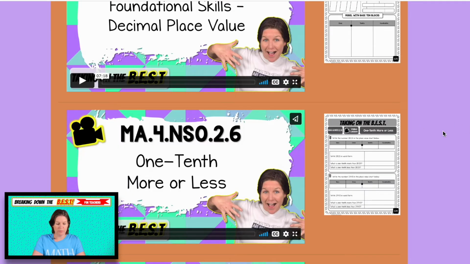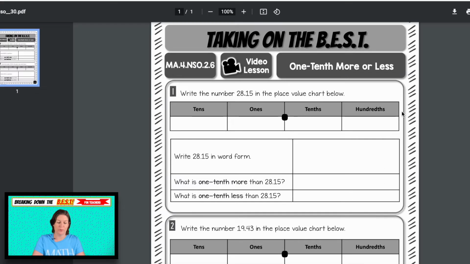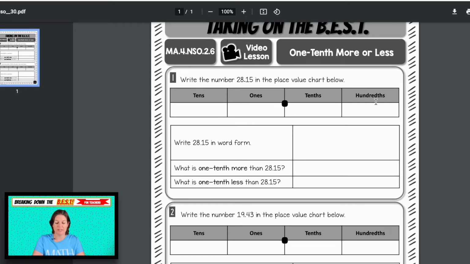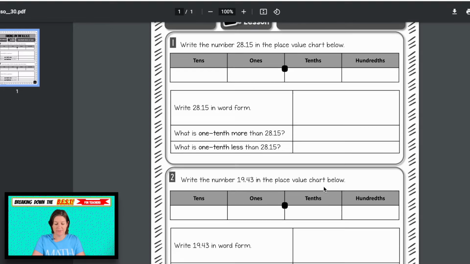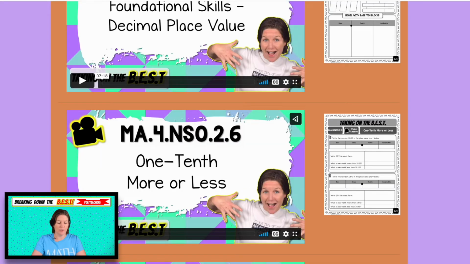And then for 1/10 more or less, we're just focusing on 1/10 more or less. We're writing the number in the place value chart. This might be the first time that your students are seeing decimals, so we got to take time with this. How do we write this in word form? If we can read the number, we can write it in word form. What would be 1/10 more and what's 1/10 less? Okay. You can also be modeling alongside using place value blocks with this as well, because that's what the standard is calling for.